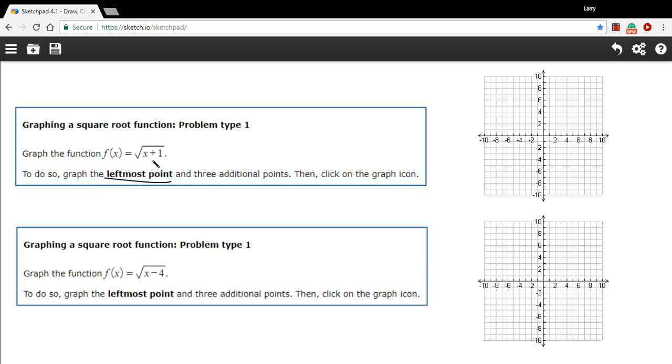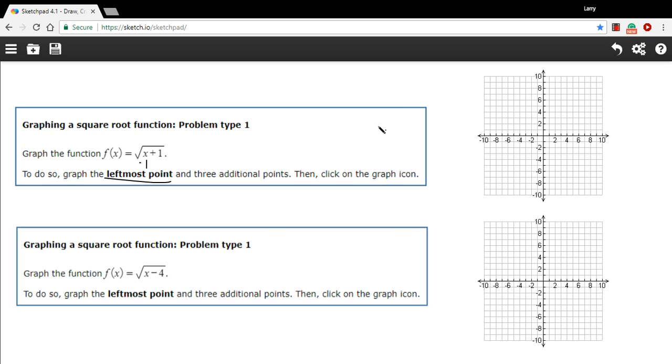So if we want to pick that leftmost point, we can look at this and say, what value could I put in for x here to make this whole thing 0? And if I were to do that, that would be a -1, because -1 plus 1 here would make what's under the square root sign equal to 0. And that's going to be our leftmost point.